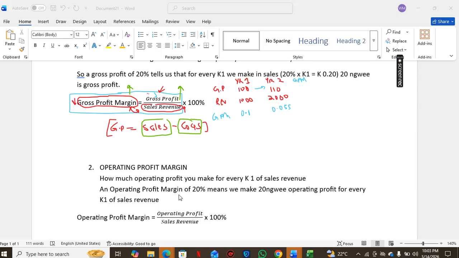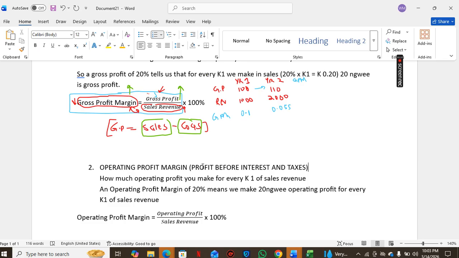If you have an operating profit margin of 20%, it means you're making 20 ngwe, which is 20% of 1 kwacha. 20% of 1 kwacha is 20 ngwe. So yeah, making 20 ngwe operating profit for every 1 kwacha in sales revenue. Okay. Yes. So operating profit, remember this is the profit before interest and tax.